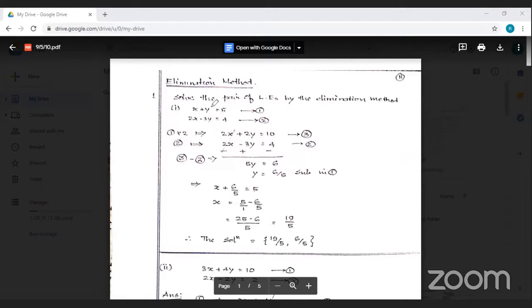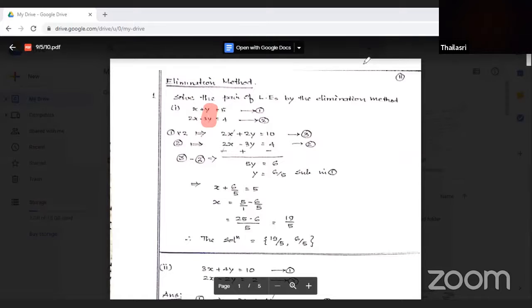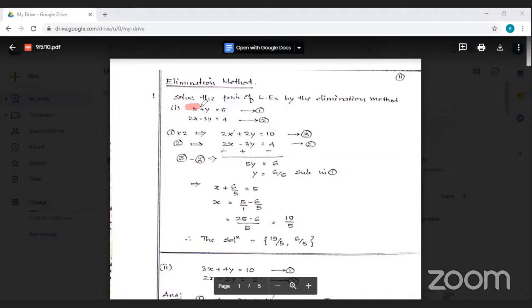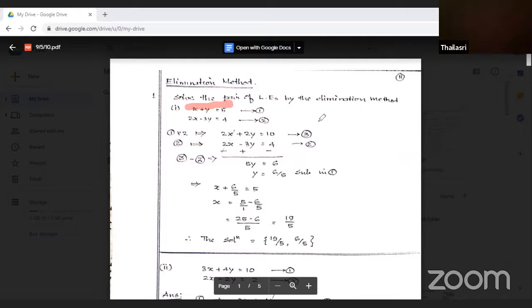Now we can do this problem by doing the elimination of y. What we will do is multiply the above equation by 3. You have to multiply this equation by 3. Therefore, 3x plus 3y plus 15 is equal to 3.